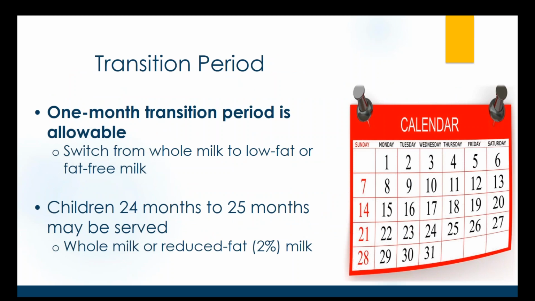When a child turns 2, they are required to be served low-fat or fat-free milk unless there's a special dietary need. However, making an immediate switch from whole milk to low-fat or fat-free milk may be challenging for some children. Therefore, the updated meal pattern requirements allow a 1-month transition period to switch from whole milk to low-fat or fat-free milk when a child turns 2 years old. You may claim reimbursement for meals served to children 24 months to 25 months old that contain whole milk or reduced fat 2% milk.